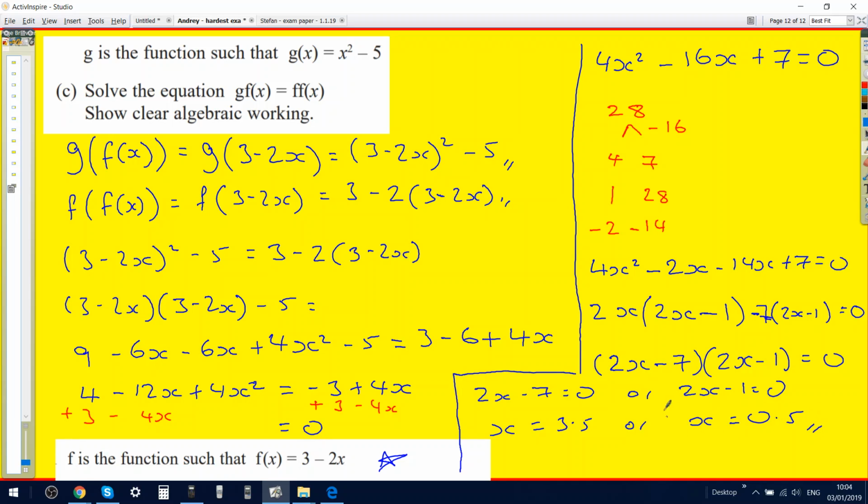That's it. So, yeah, tricky stuff. Not gonna lie to you. G of f of x, you're putting the f of x, 3 minus 2x, in for x in g. F of f of x, you're putting it into itself. So instead of x, 3 minus 2x, they're equal to each other. And then you just have the long thing of expanding all the brackets. It's a quadratic, so make it equal to 0 and then factorize and solve.